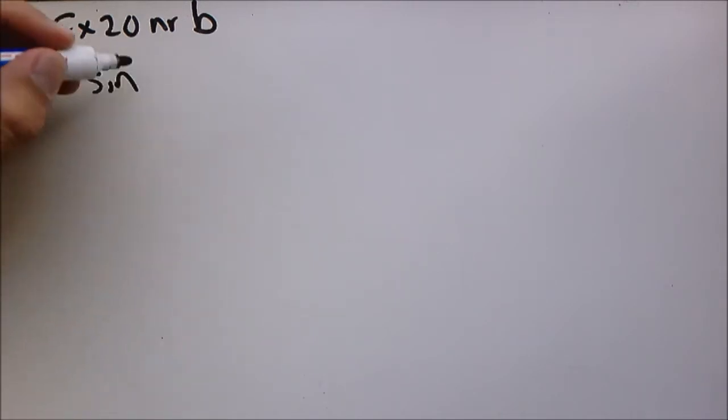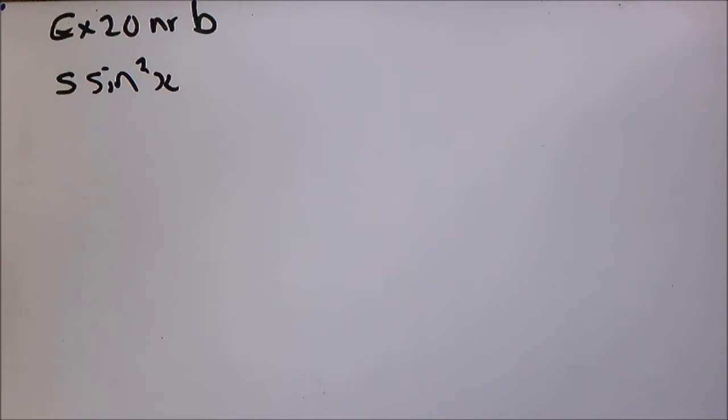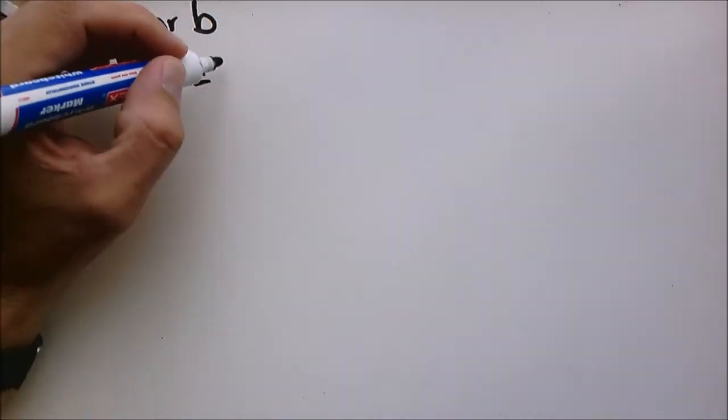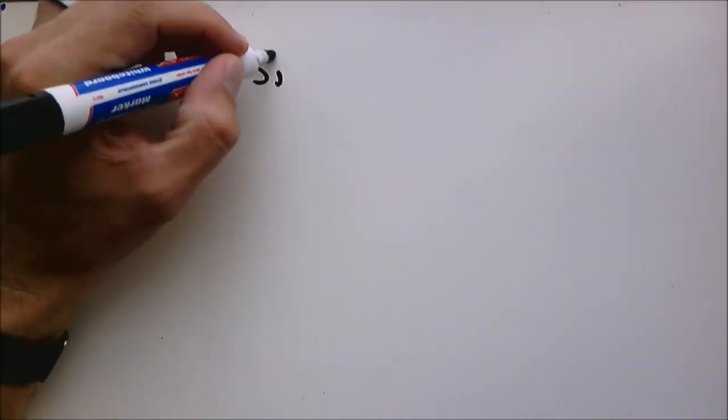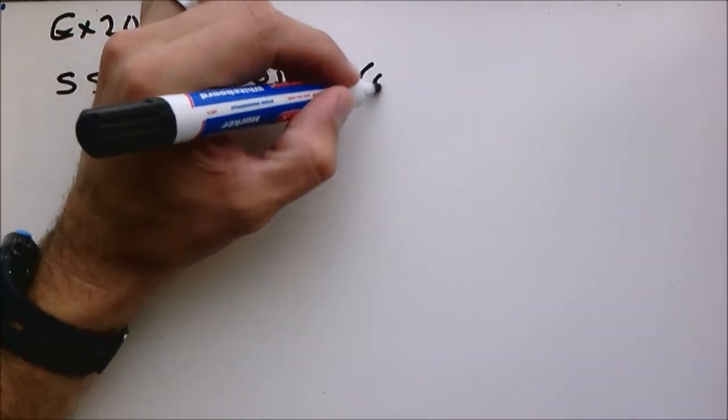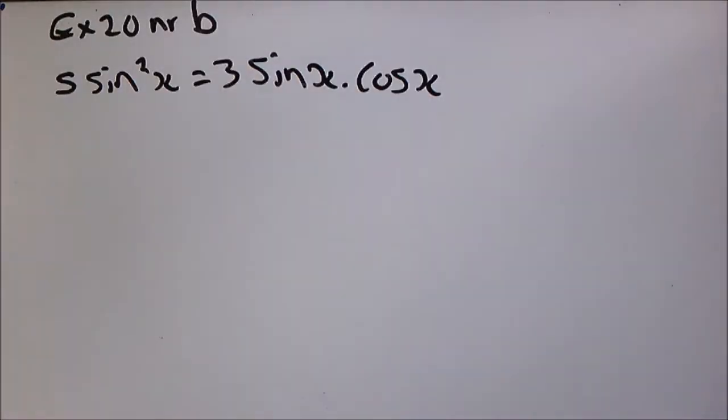This is exercise 20 number B, and it says the following. Get the general solution, correct to one decimal digit. Okay. So the question looks like this: 5 sine squared x equals 3 sine x times cos x.